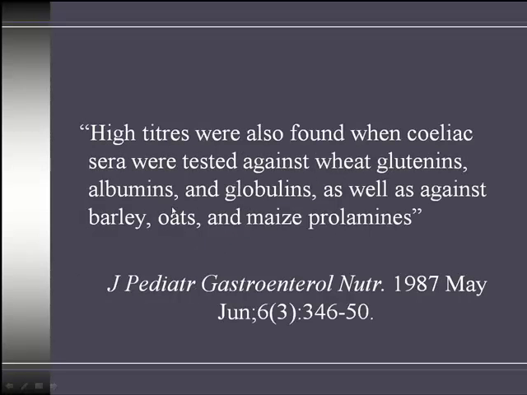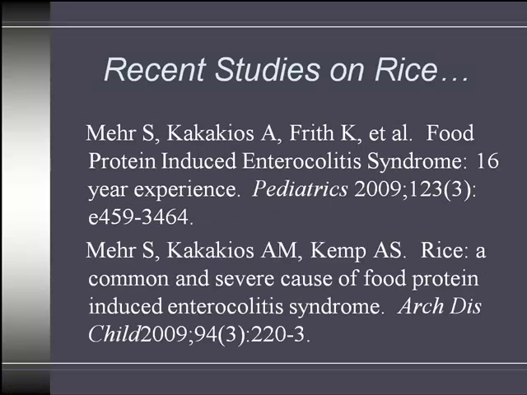In this study, high titers were found when celiac sera were tested against wheat glutenins, albumins, globulins, as well as against barley, oats, and maize prolamine. So just another study on the prolamine in corn creating inflammatory problems in celiac.